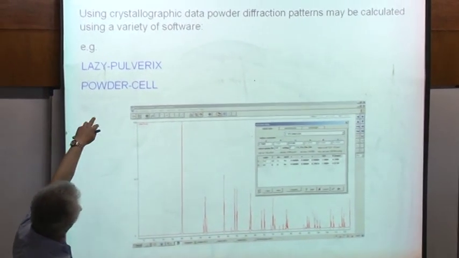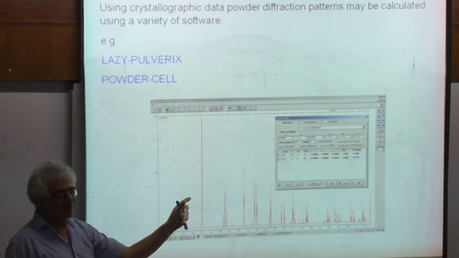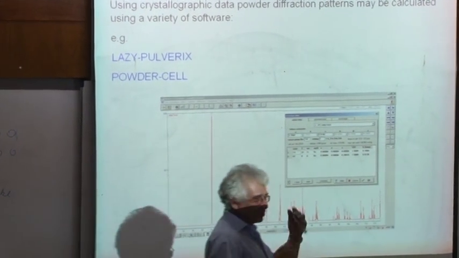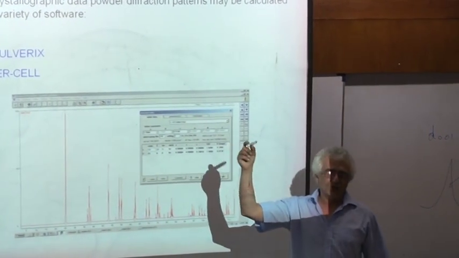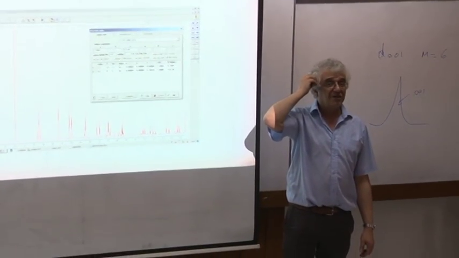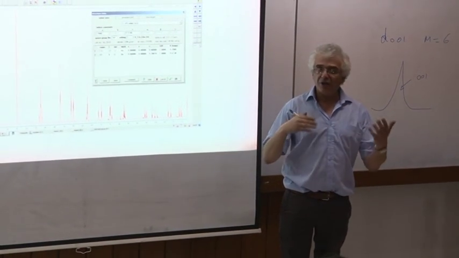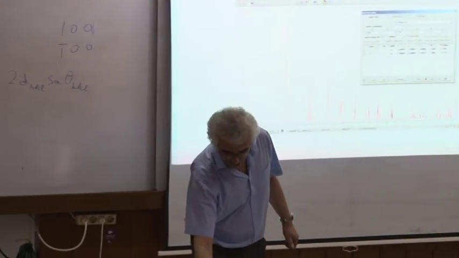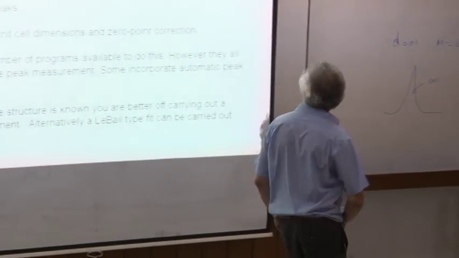Lazy Pulverix was actually the original program. It's actually two programs: Lazy, for the people that were lazy to set up the file, and Pulverix, which does all the number crunching. So that dates back to the 1970s, late 1960s, but it's still available, and it's actually quite useful. I still use it a lot. You won't get a nice picture at the end, but you get the numbers, which are more important.